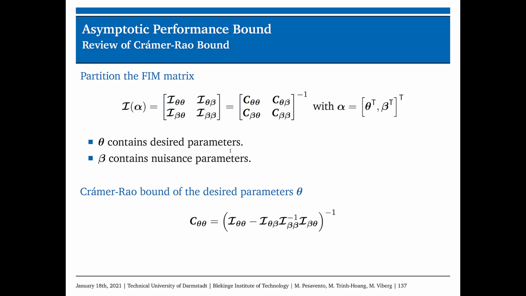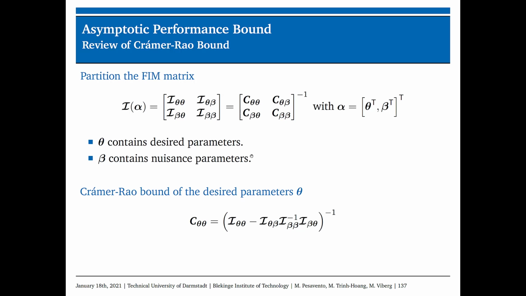as nuisance parameters. Let us partition parameter vector alpha in two parts: the desired part containing the parameters of interest and denoted by theta, and the nuisance part containing the remaining parameters that are of no interest. Correspondingly, we can partition the Fisher information matrix as well as the inverse of the Cramér-Rao lower bound matrix in the same way.